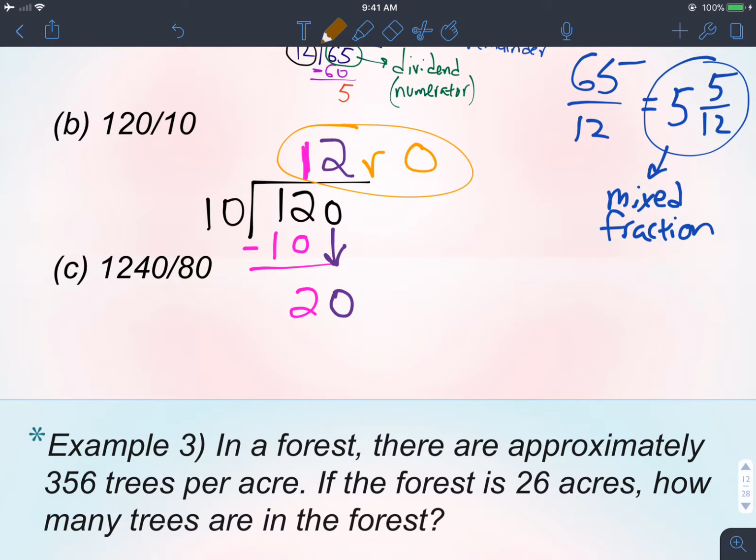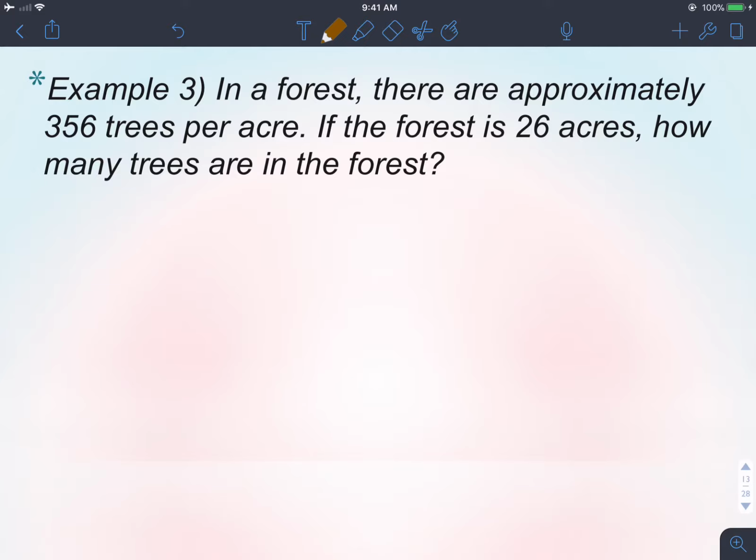In a forest, there are approximately 356 trees per acre. If the forest is 26 acres, how many trees are in the forest? So think about what we're doing, right? What they're really asking you is, should I multiply or should I divide? Multiply.